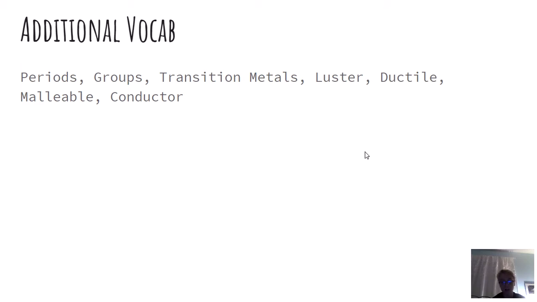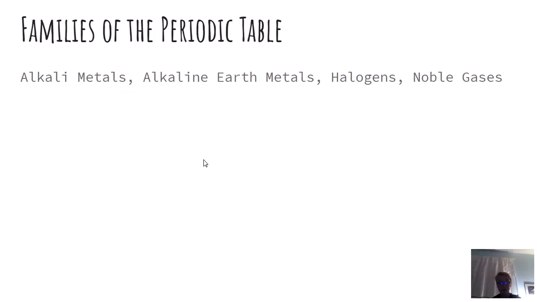So luster, ductile, malleable, and conductors all are relative to metals. So luster is their shininess, ductile can be pulled into wires, malleable can be flattened into a sheet, conductor can conduct electricity, allows the passage of a charge. So now starting, families of the periodic table.